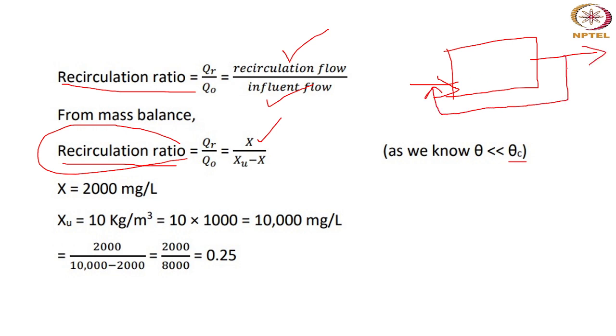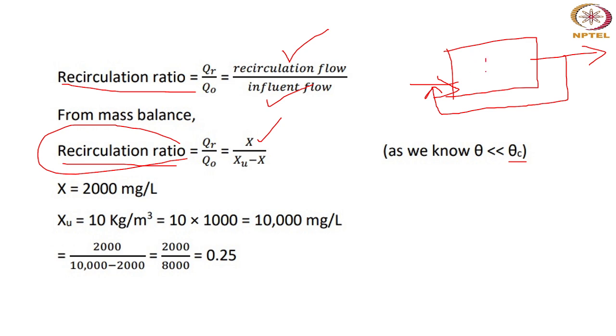So this is how the recirculation is going on in this particular scenario. This is my ASP, and this way is going inside, influent, and this is the effluent, and I am getting this recirculation. So X is the MLSS concentration, that is 2000 mg per liter. So you will put this MLSS concentration here, in the place of X.